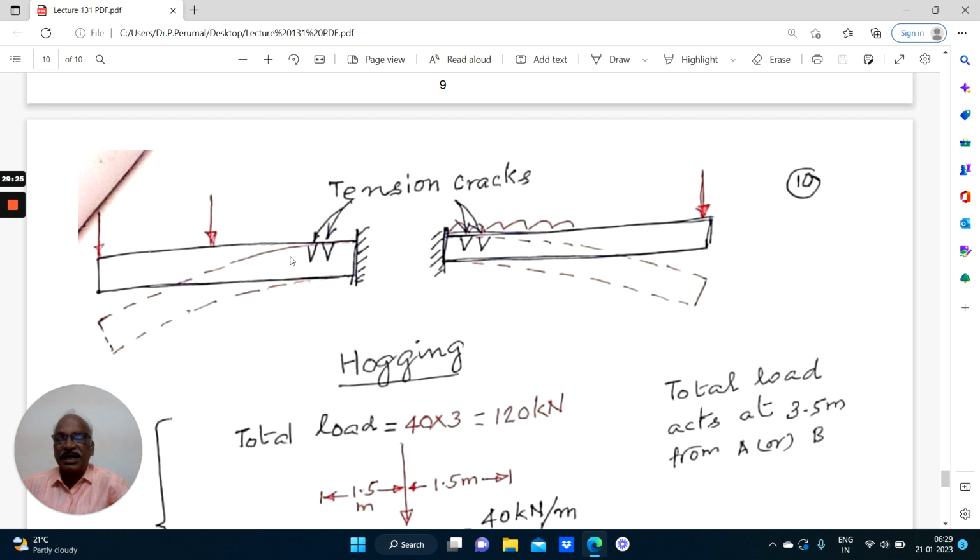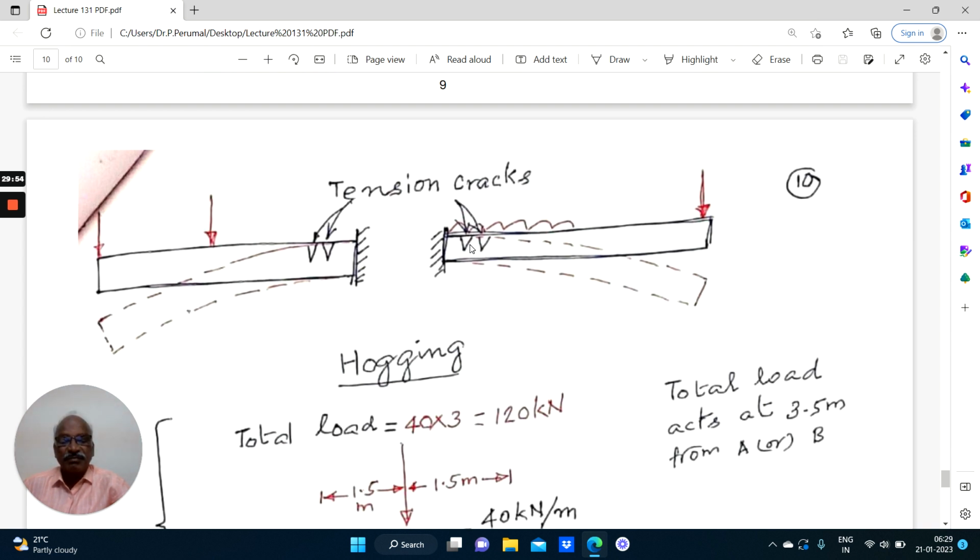Suppose we take a cantilever. When it is loaded like this, it will bend like this. So the behavior will be like this. So here tension occurs at the top. Suppose if it is a cantilever beam or sunshade, we have to provide the steel at the top, where tension occurs. So here again, it is a cantilever on the right hand side, cantilevering on the right hand side.